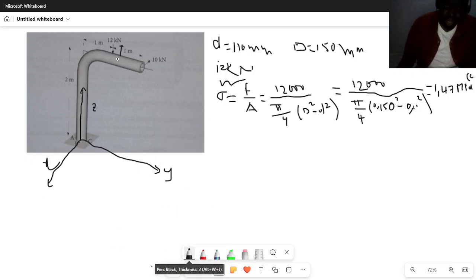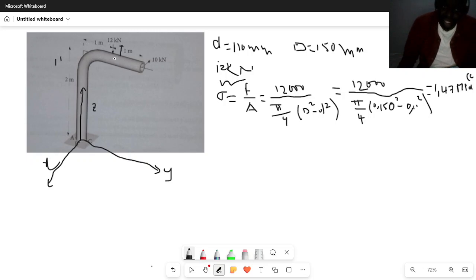Remember, force times distance creates a moment. What is the perpendicular distance of the force 12 kilonewton? We all can agree that it is 1, right? It cannot be the other one because 1 and 2 are on the same line. You cannot get a moment where you are on the same axis. It's impossible. Now it is 1 meter.